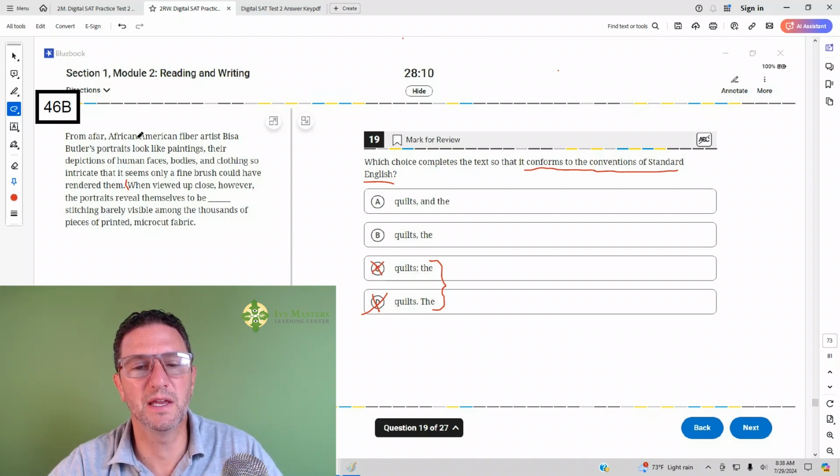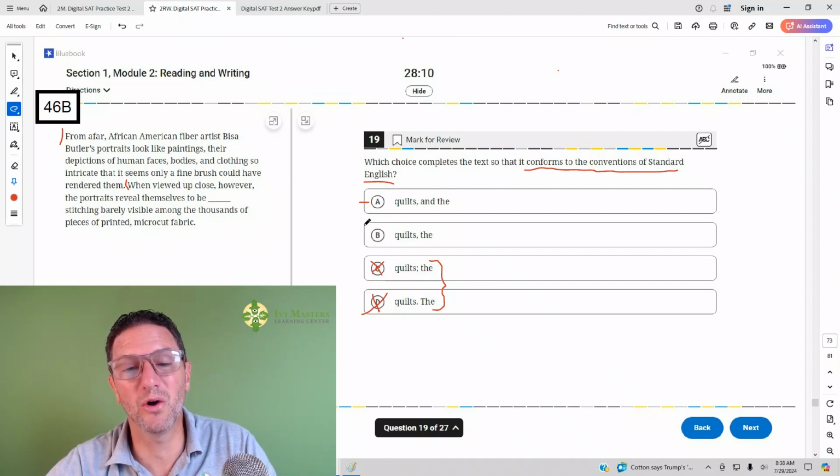And I'll read it from the beginning. This one, it does not look like we really do need to read it from the beginning. It may be hard to discern that, but if you can, then it could save you some time if timing is an issue. So I'm going to read from the beginning, and we'll read with answer choice A in place. From afar, African-American fiber artist Bisa Butler's portraits look like paintings. They're depictions of human faces, bodies, and clothing so intricate that it seems only a fine brush could have rendered them. When viewed up close, however, the portraits reveal themselves to be quilts, and the stitching barely visible among the thousands of pieces of printed microcut fabric.